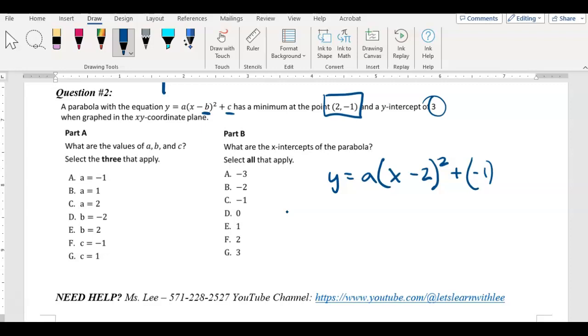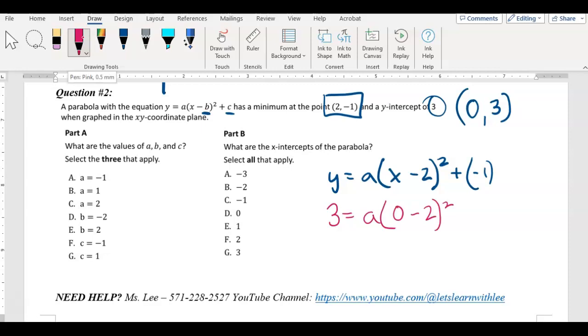Okay, it says a y-intercept of 3. So we don't know what a is, but if we know the y-intercept is 3, we know that 0, 3 is a point on our graph. So now I have an x and a y value, so I can plug that into the equation to solve for a. So I'm going to plug in 3 equals a times 0 minus 2 squared plus a -1 or -1. So now I can rewrite this as 3 equals, well, a times -2 squared is just going to be 4 minus 1.